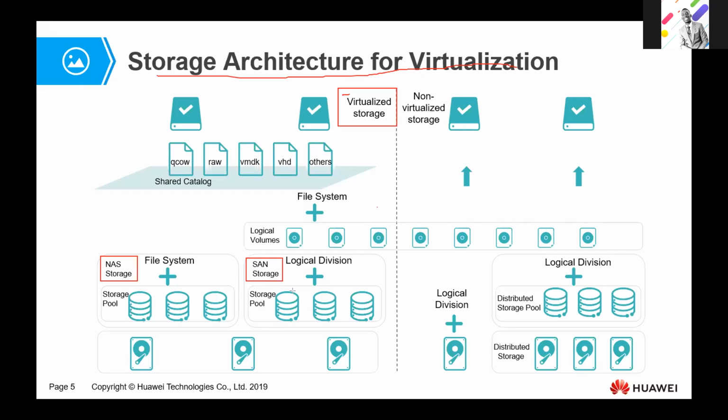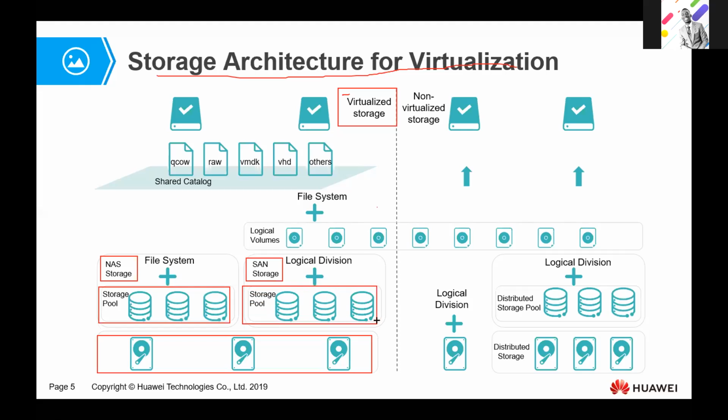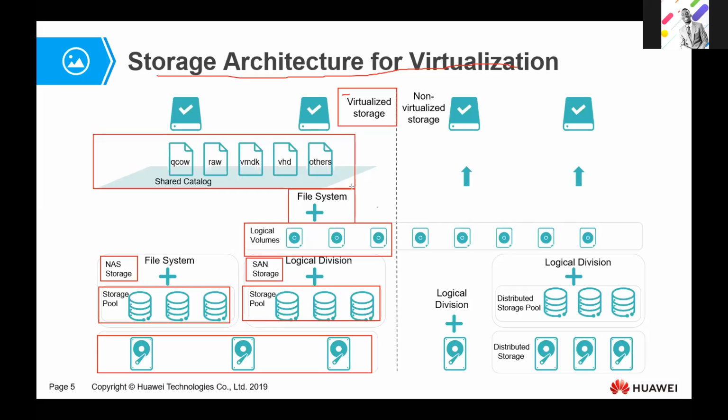But before we even look at them, we are seeing that there are some underlying storage resources. There are hard disks here, which are either RAIDed together or put together. And after putting them together, we form our storage pool here. After forming our storage pool, regardless of whether we are using NAS or SAN, if we are using SAN, we are going to come up with a logical division. We are going to get the storage pool plus our logical division to come up with LUNs or logical volumes plus our file system. Then we shall come up with our shared catalog.